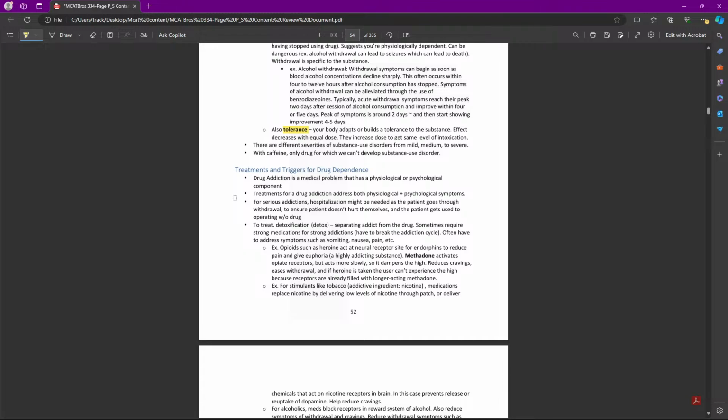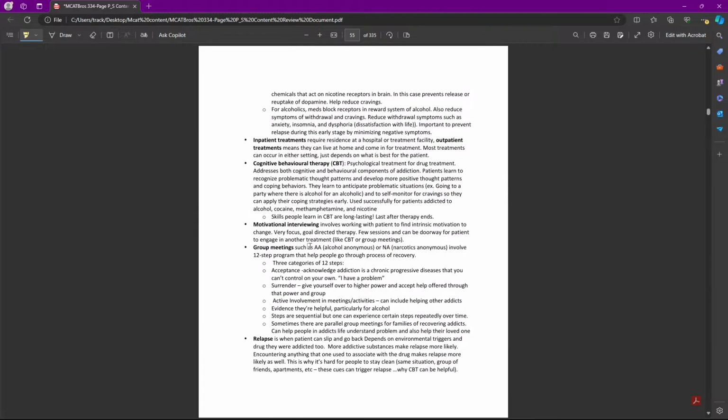Opioids such as heroin act on a neural receptor for endorphins to reduce pain and give euphoria. Methadone activates opioid receptors but acts more slowly, so it dampens the high and reduces cravings. For stimulants like tobacco, medication replaces nicotine by delivering low levels of nicotine through a patch, or delivers chemicals that act on nicotine receptors. In this case, it prevents release of dopamine, helping reduce cravings. For alcoholics, medication blocks receptors in the reward system. It also reduces withdrawal symptoms such as anxiety, to prevent relapse during this early stage by minimizing negative symptoms.